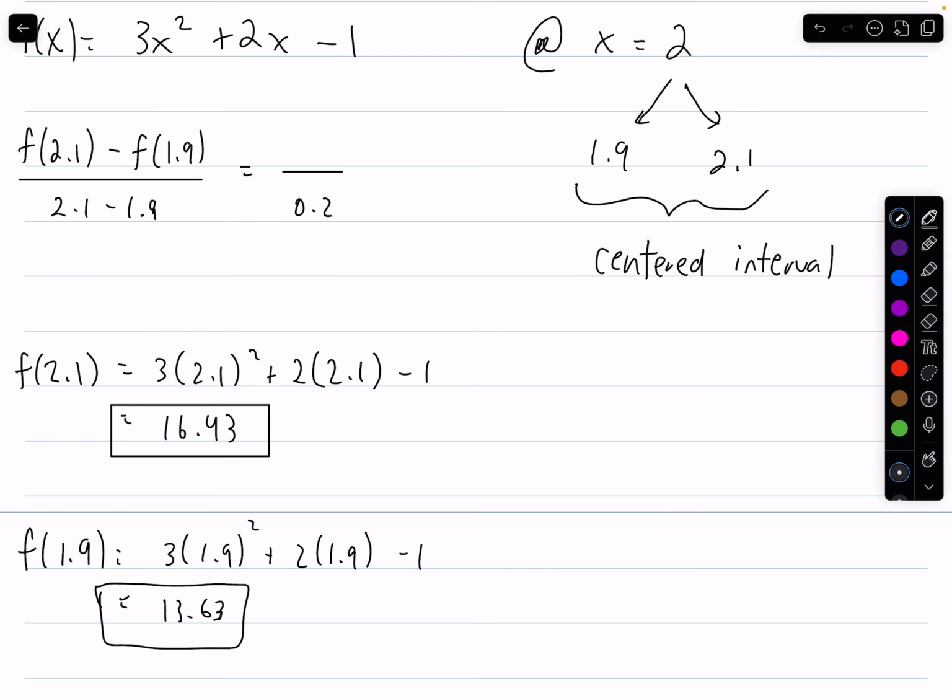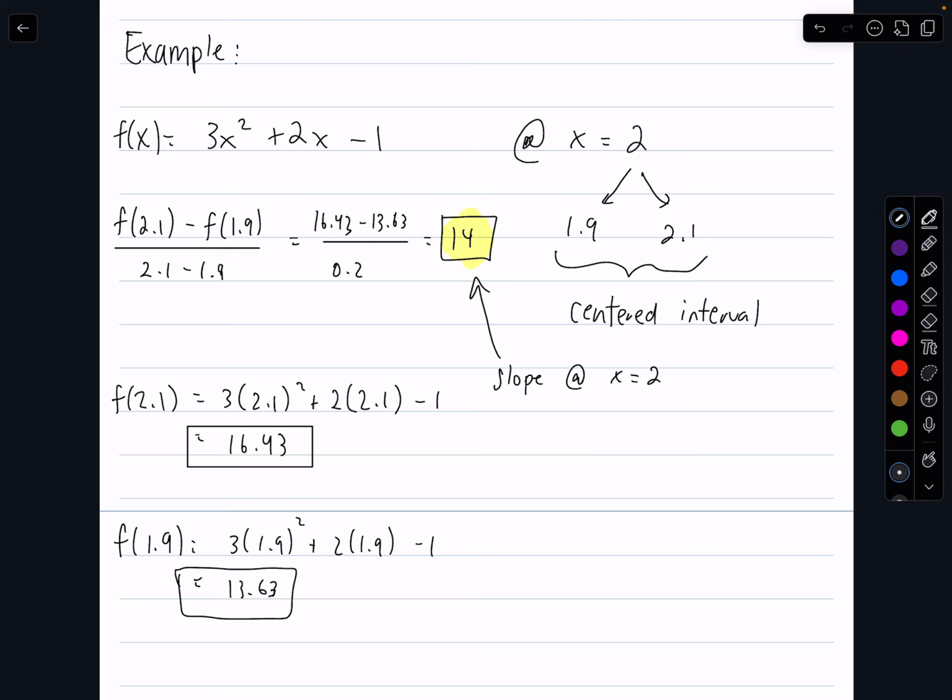So if I take these numbers and put them back into my original equation, 16.43 minus 13.63, so 2.8, divided by the 0.2, I end up getting 14. So this 14 actually is the slope at 2. So I want you guys to take that in. This right here is the slope at x equals 2. Okay, so that's what we did using the centered interval method.